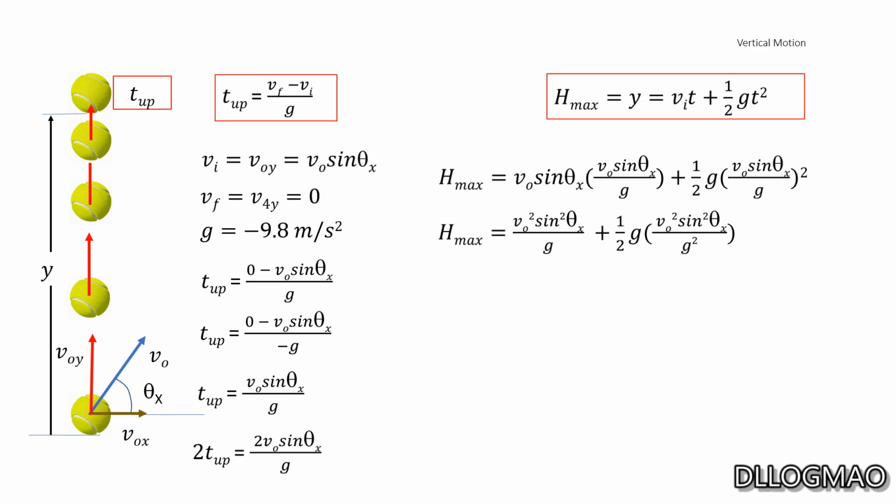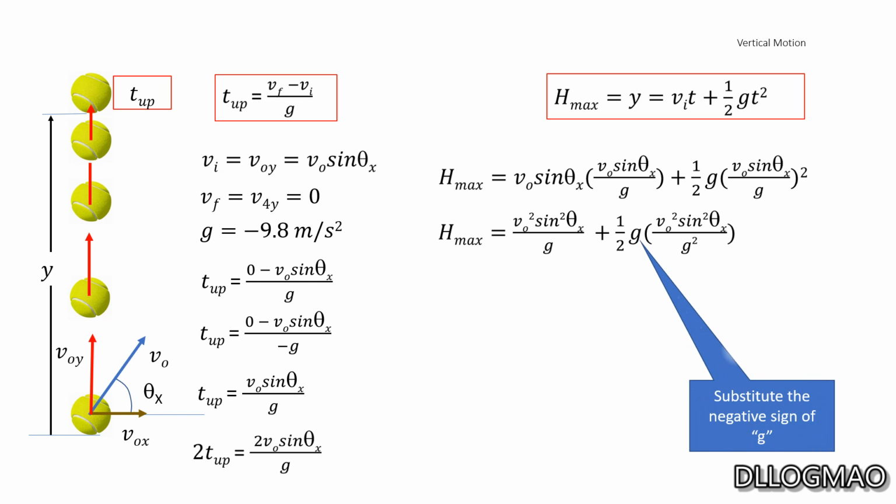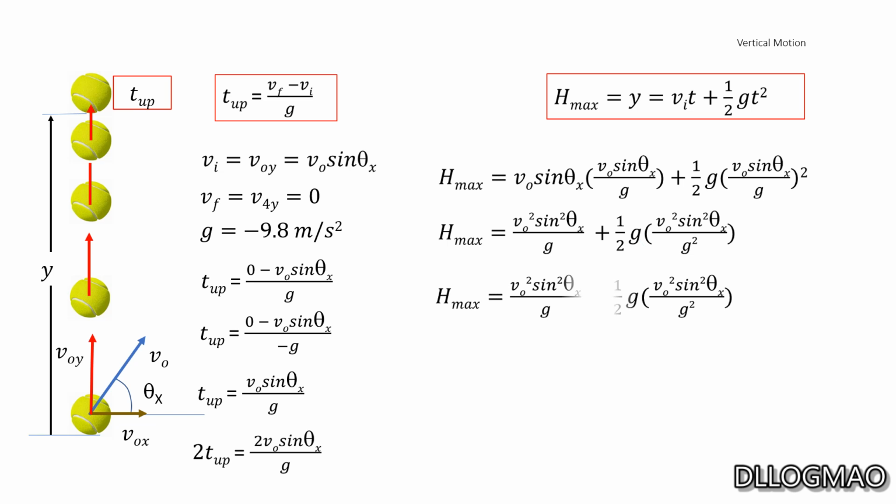Notice that the equation contains 3 g's. Are these g's equal or the same? If you say no, you're right. To make all the g's the same, substitute the negative sign for this g. And this makes the second term of the equation negative. Now, the common denominator is 2g. And the numerator is the difference between 2v sub 0 squared sine squared theta sub x and v sub 0 squared sine squared theta sub x.